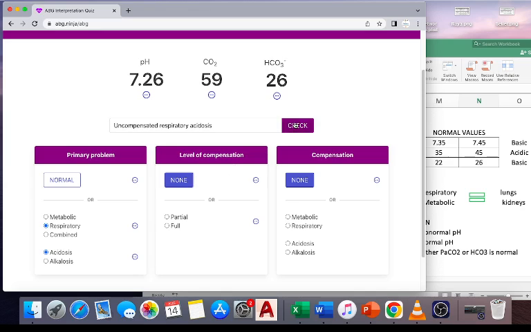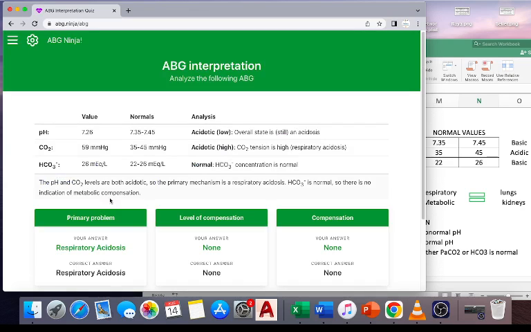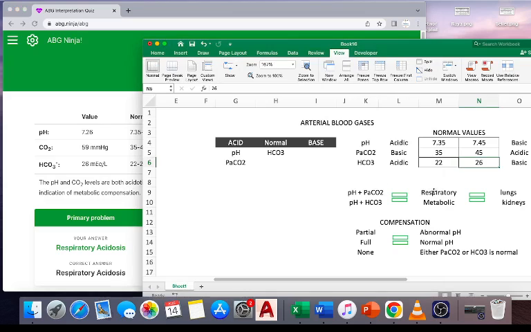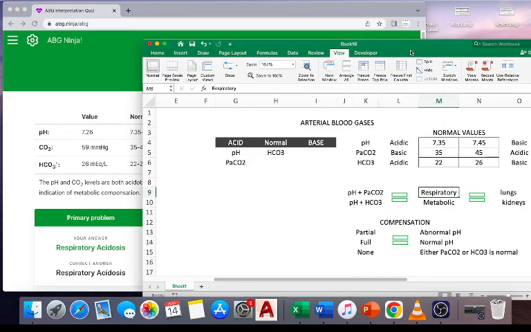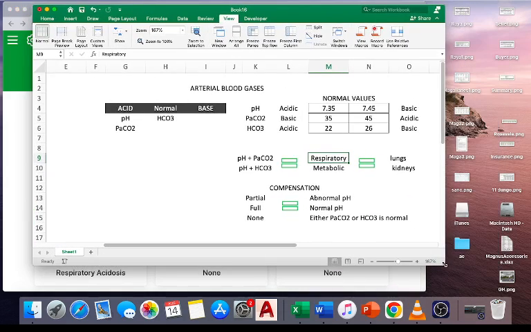Let's check. The pH and CO2 levels are both acidotic. The primary mechanism is respiratory acidosis. pH and PaCO2 equals respiratory. HCO3 is normal, so there is no indication of metabolic compensation. So that's what we have to remember whenever we're looking at the ABGs.